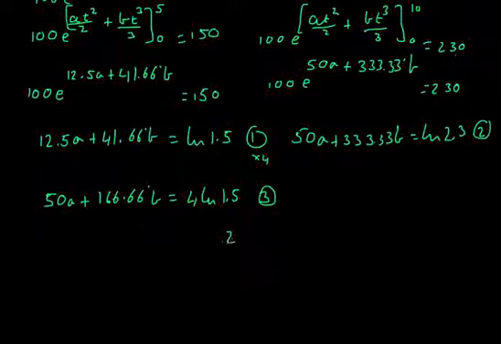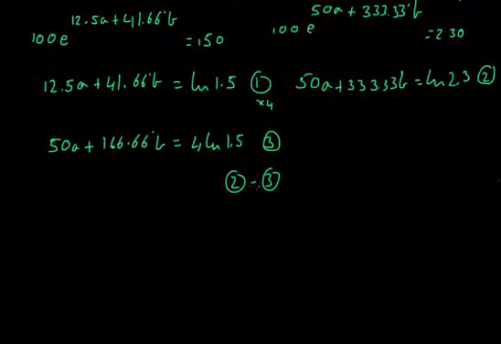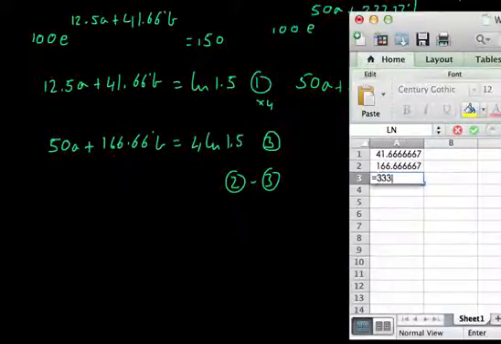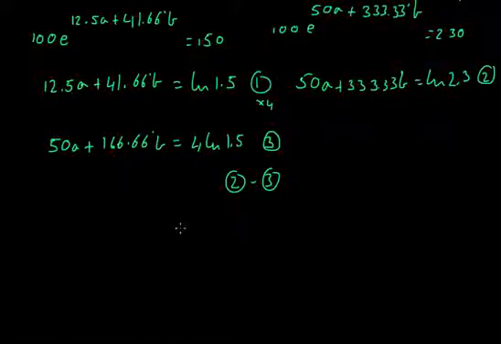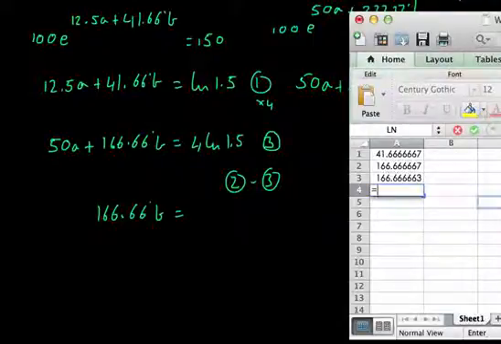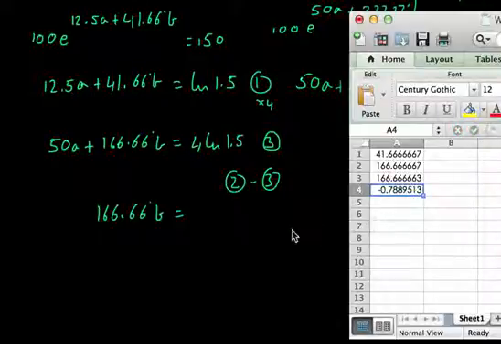And so now let's do equation 2 minus equation 3. The 50a's will cancel out. 333b minus 166.66b, I imagine that's going to be the same thing, minus that number there. Yeah, 166.66. So 0.66b is equal to ln 2.3 minus 4ln 1.5. So let's find out what that is. ln 2.3 minus 4ln 1.5. There we go, negative 0.7889.